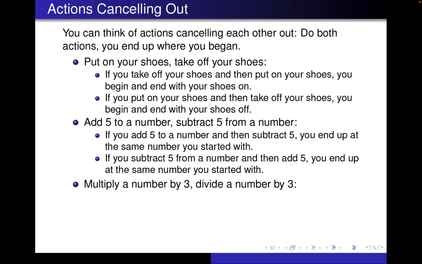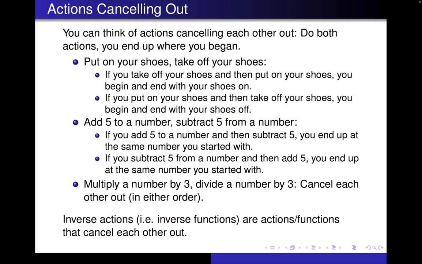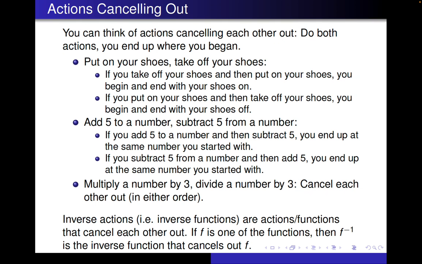You're going to have a similar thing happening with multiplying a number by 3 and dividing a number by 3. Those actions cancel each other out as well. And again, the idea is they cancel each other out in either order. If you multiply by 3, then divide by 3, you end up where you started. If you divide by 3, then multiply by 3, you still end up where you start. So the idea of inverse actions, and again, we can think of these as inverse functions, these are functions that cancel each other out. And the notation that we use, if f is one of the functions, then f inverse is going to be the inverse function that cancels out f.